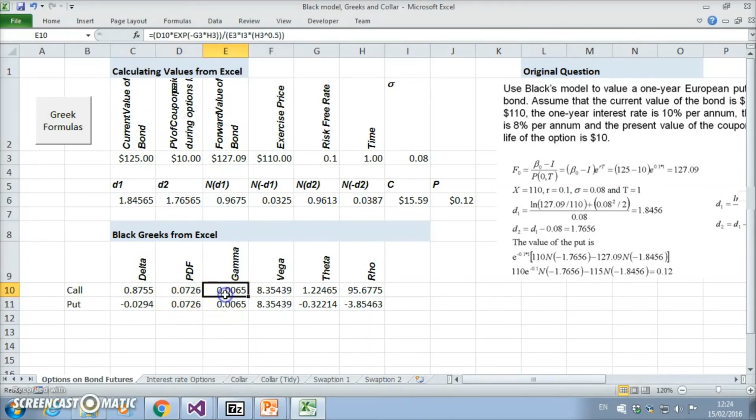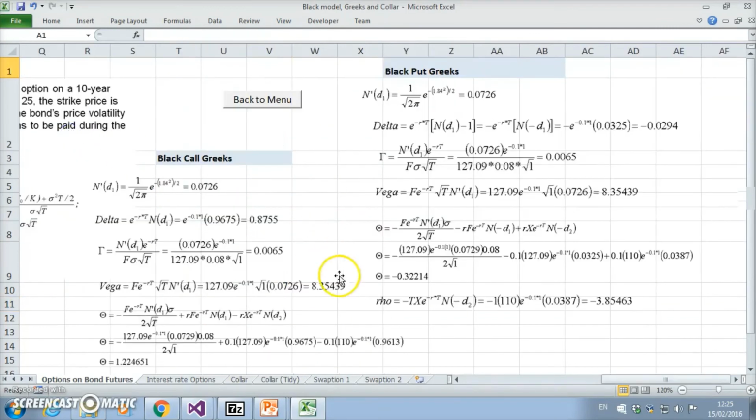0.0726. Gamma for the call and gamma for the put are the same. So the gamma for the call, gamma for the put, same magnitude. Vega for the call, vega for the put, same magnitude. We can verify that here. The gamma for the call is the same as the gamma for the put. The vega for the call is the same as the vega for the put.